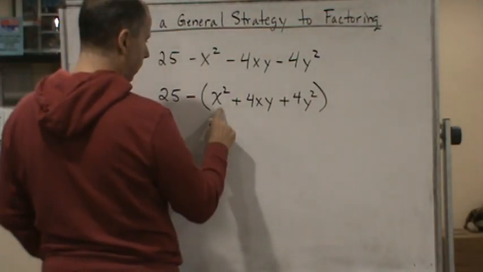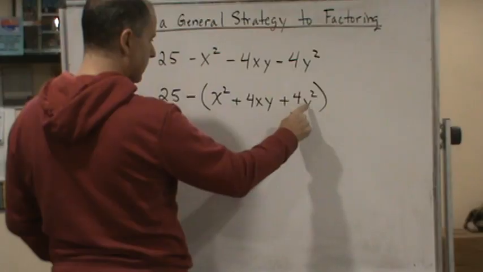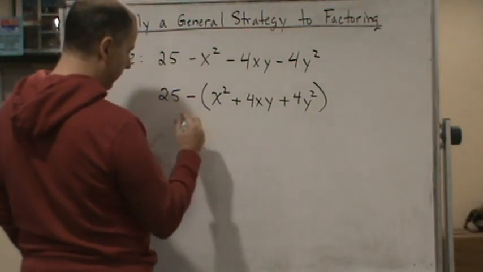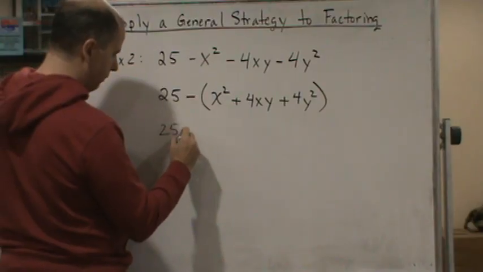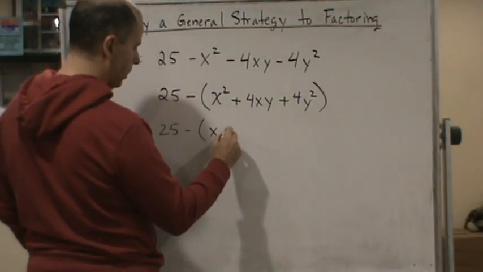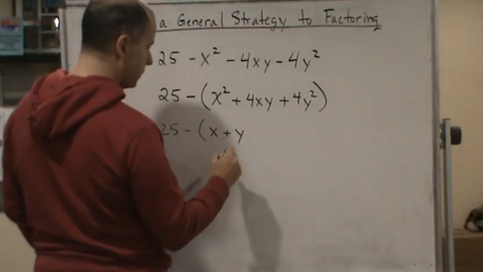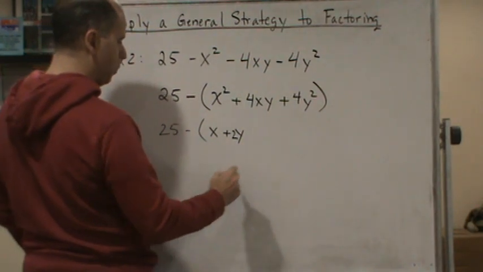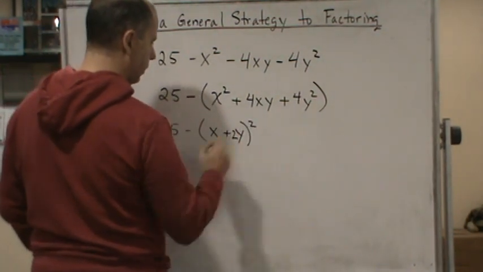And now, because this is a perfect square trinomial, what do I get? This is going to be 25 minus the quantity x plus 2y, x plus 2y quantity squared.